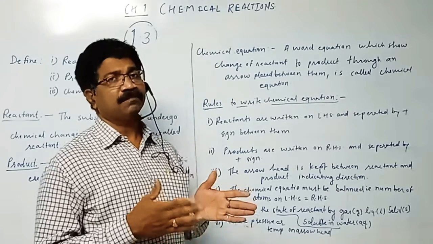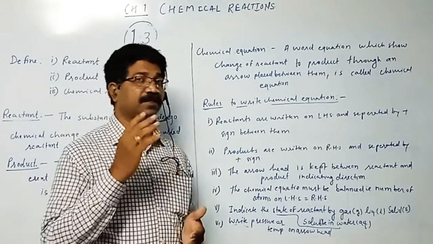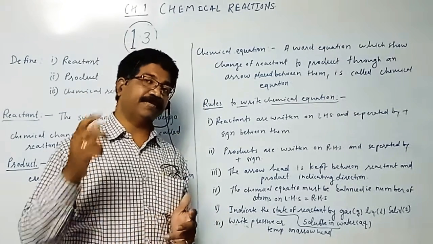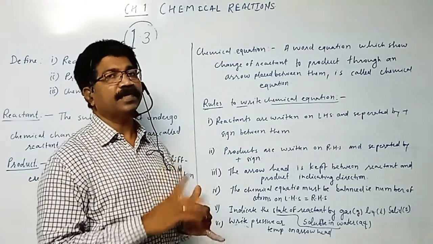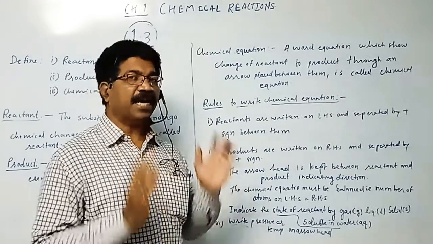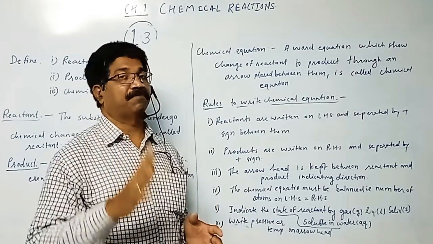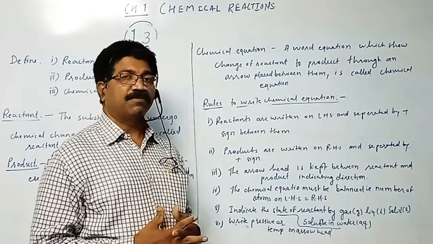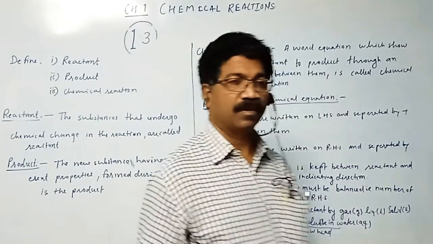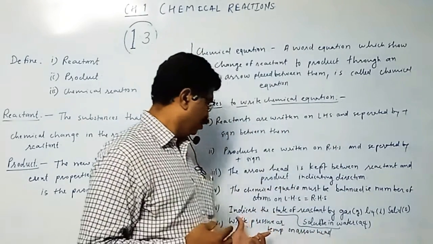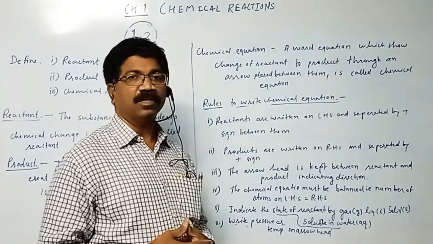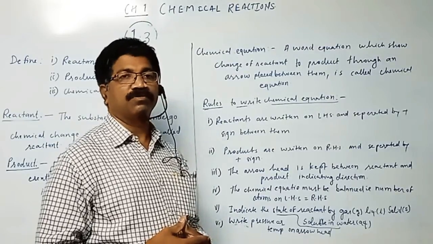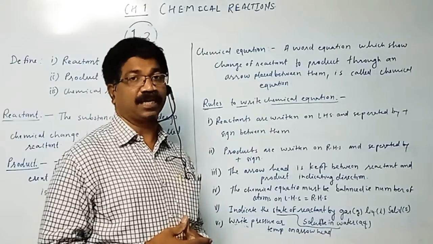Then the reaction may take place at a higher or lower temperature than the normal temperature. So you have to write the temperature over the arrowhead. You have to indicate pressure also. If you are not indicating pressure and temperature, it means the reaction is taking place at normal temperature. So write pressure or temperature on the arrowhead. This way we see how to write the chemical equation.